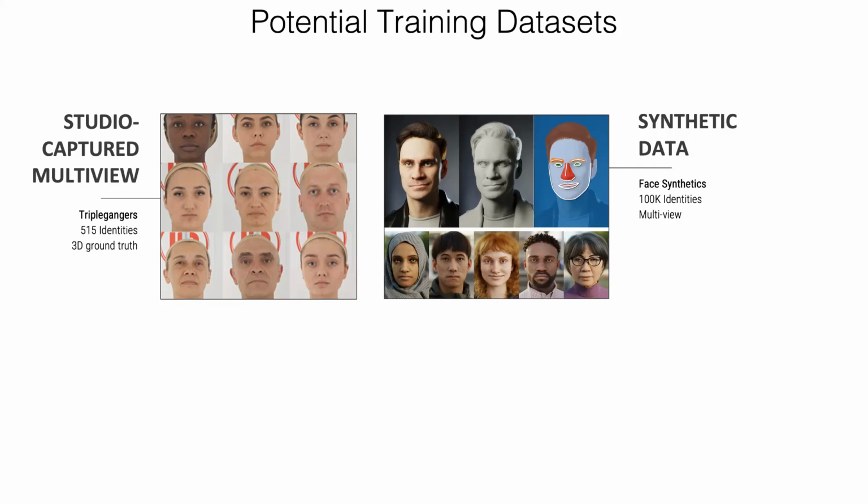On the other hand, we have synthetic data sets, like for example, Microsoft has a data set online that has synthetic people, close to photorealistic, but not quite. The nice thing about this data set is that we have ground truth depth, we have semantic labels, we have perfect camera poses, we have all the annotations that we may want. And we have a lot of them. We have 100,000 identities here. So this is like orders of magnitude more.